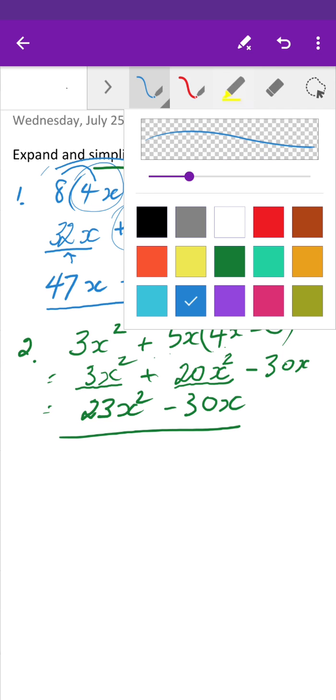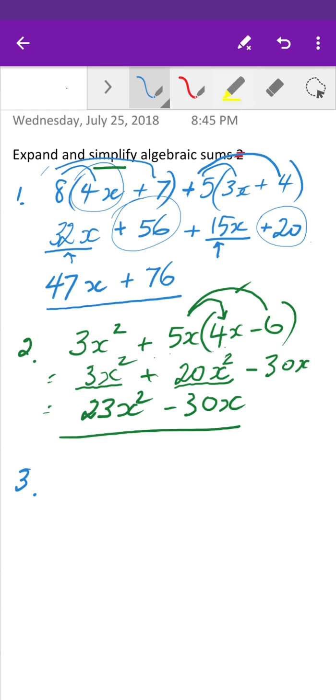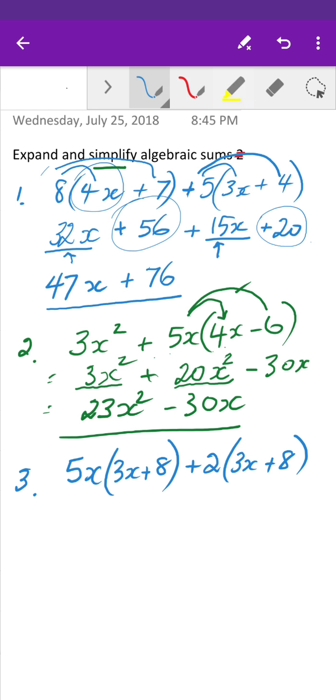Well, we've got space for one more, so let's go ahead and do one more. So 5x, 3x plus 8, plus 2, 3x plus 8. Okay, here we have looking like an expanded quadratic, but let's go ahead and expand first. 5x times 3x to be 15x squared, 5x times 8, 5 8s are 40, and there is the x, 5x times 8 is 40x. Two positives make a positive.